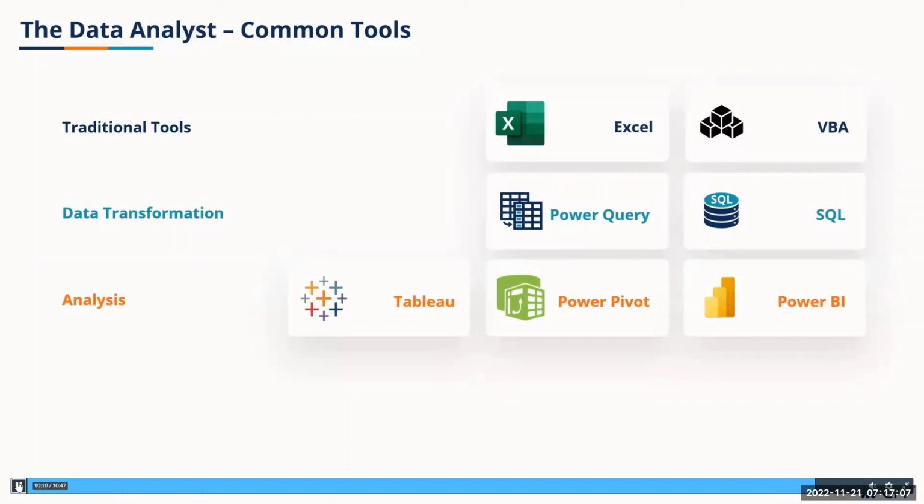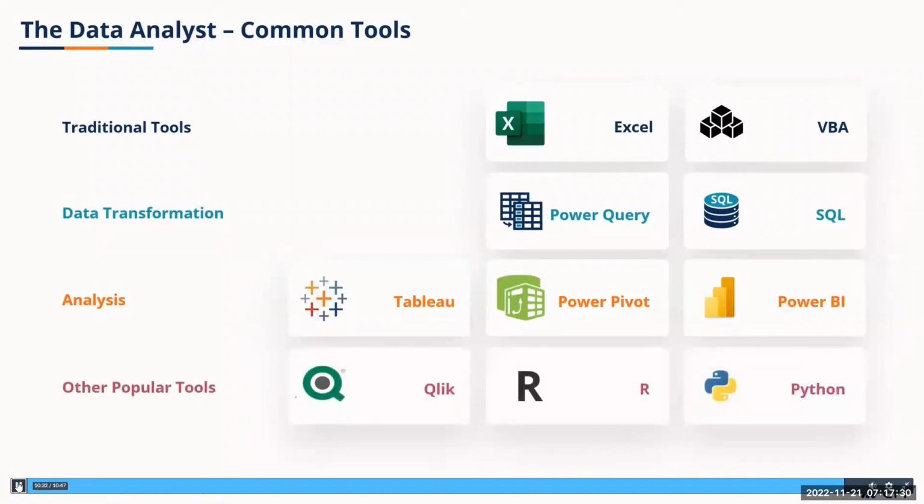It uses a formula language called DAX, which will be very familiar to Excel users. Power Pivot is an add-on for Excel. It brings the DAX formula language and the data model capabilities right into the heart of your Excel workbooks. If you work with Excel, Power Pivot is an absolute must. Finally, Qlik is another popular analysis and visualization tool, whilst R and Python are both coding languages that are used by some analysts to create more complex analyses. Now I want to show you a quick demo of the most popular tools.